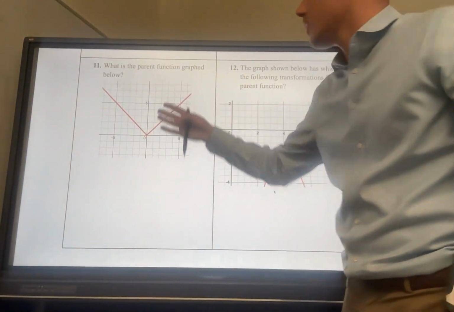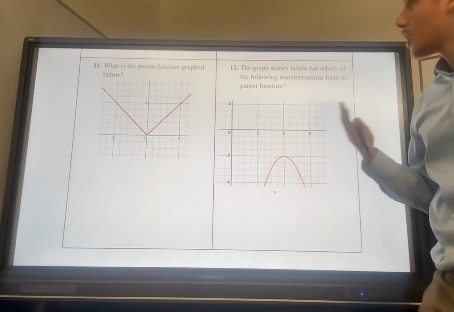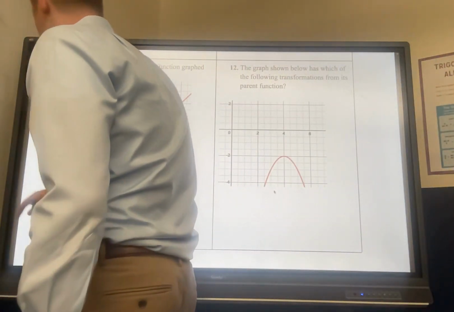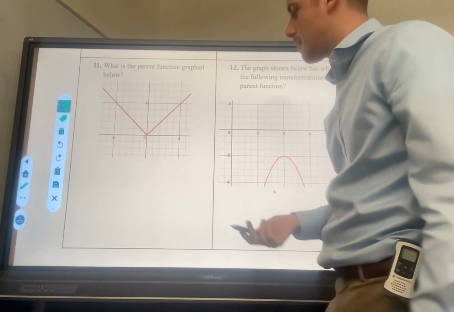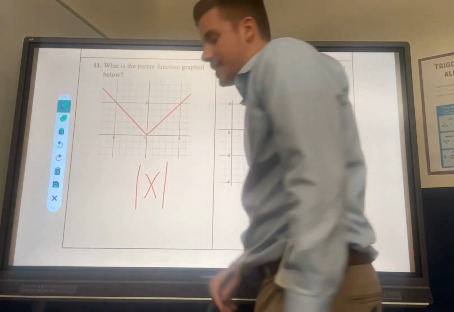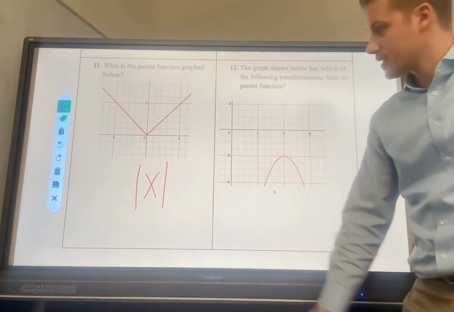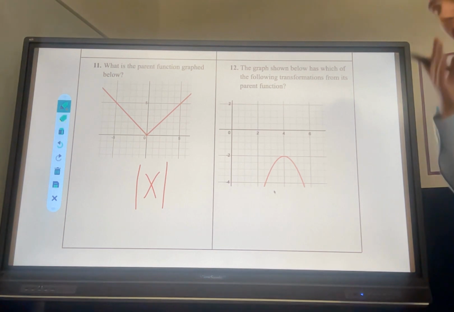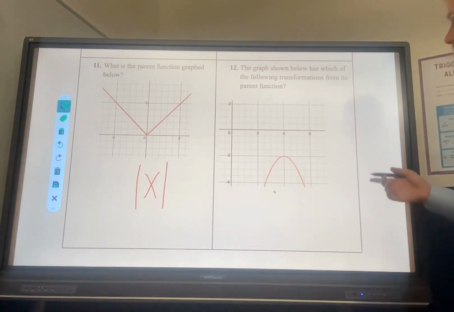All right, number 11 says, what is the parent function graphed below? So in this case, it's just a matter of knowing your parent functions. And so for a question like number 11, that is the absolute value of x. That's what the absolute value of x looks like. Moving on to number 12, another question about parent functions.